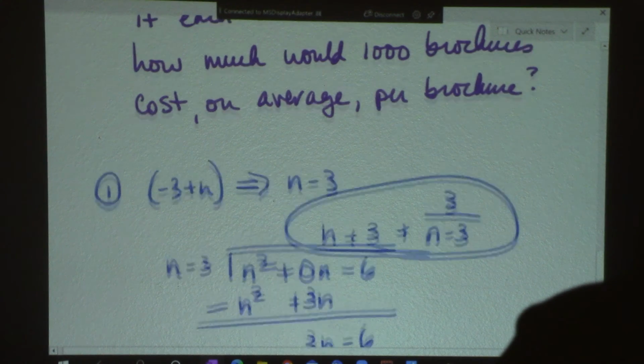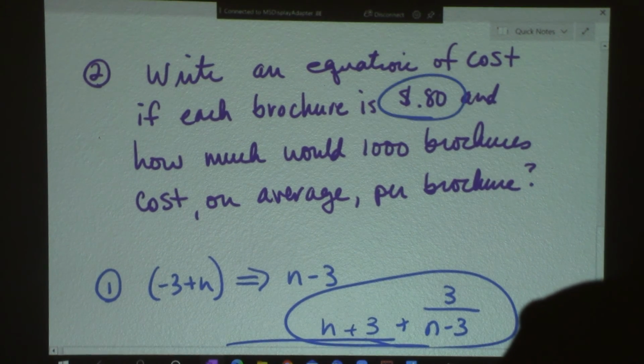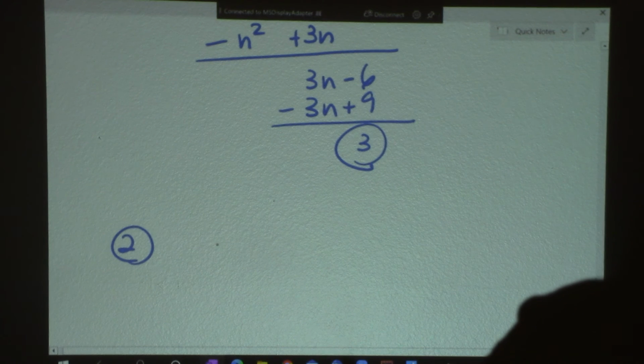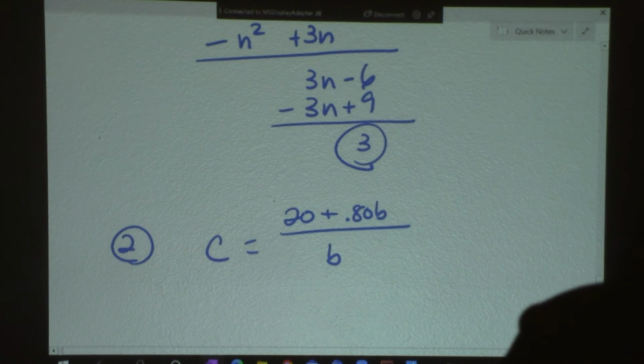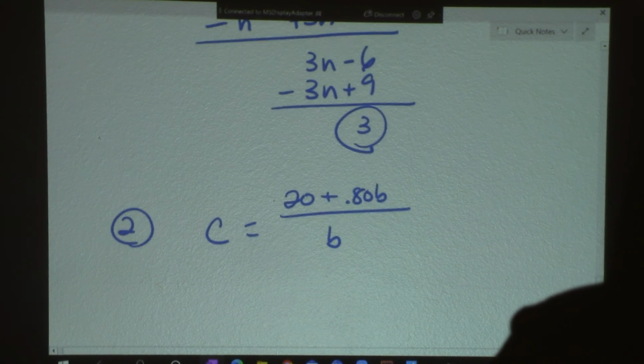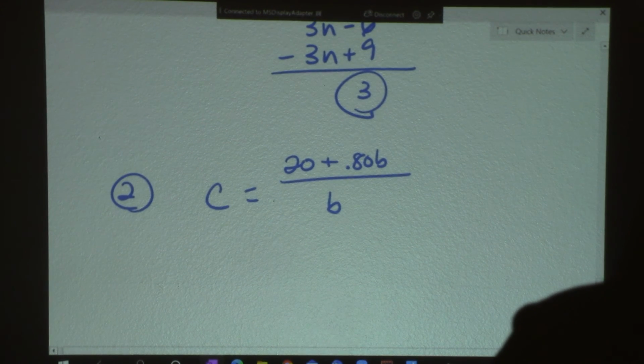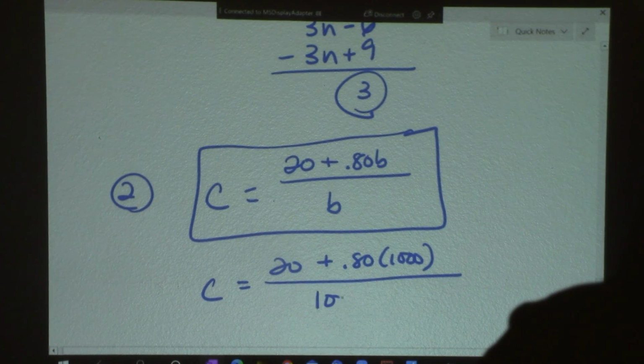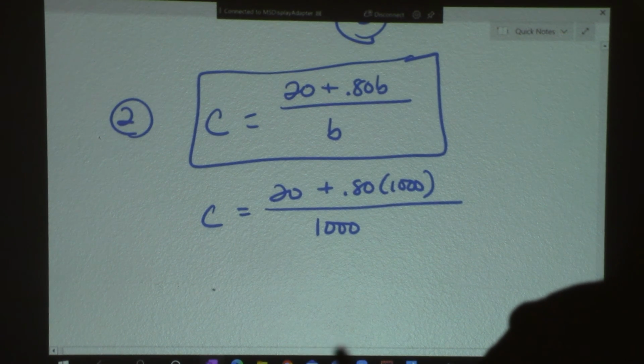Going back up here, if I had an equation that was 80 cents per brochure and I needed 1,000 brochures, I'm going to come down here and write this down. So my equation would be C equals $20 plus 80 cents times the number of brochures over the number of brochures. Okay, so that works out. So that's the first part of the answer. And then if I put 1,000 brochures in, what do I get? What is the average cost per brochure?